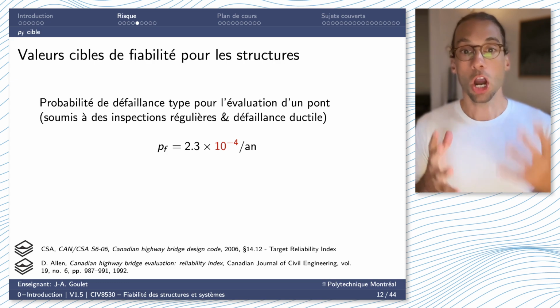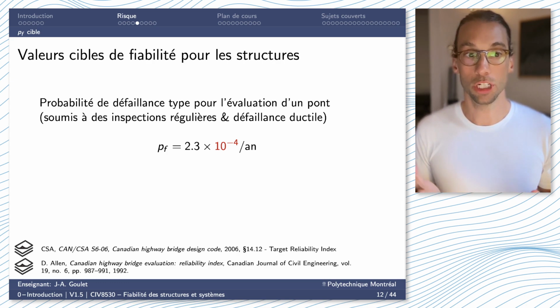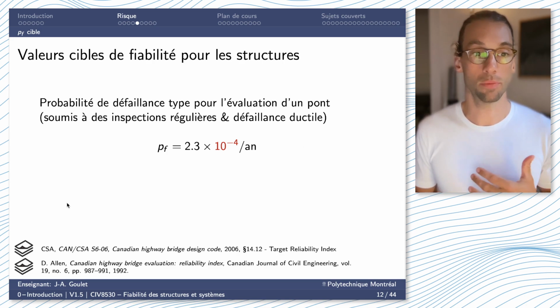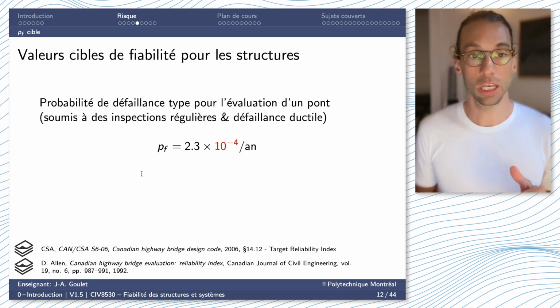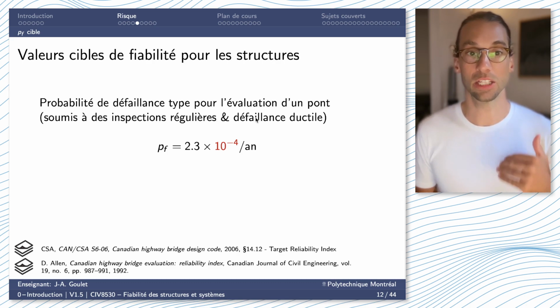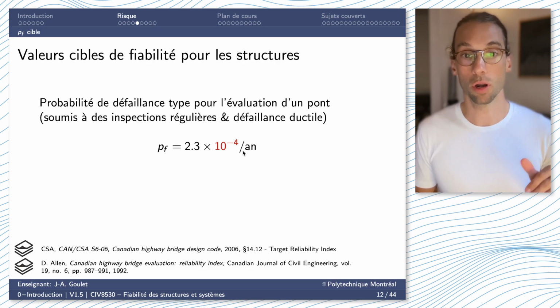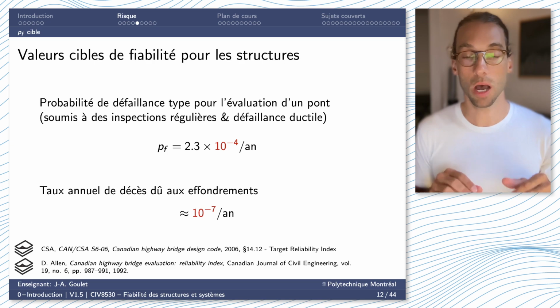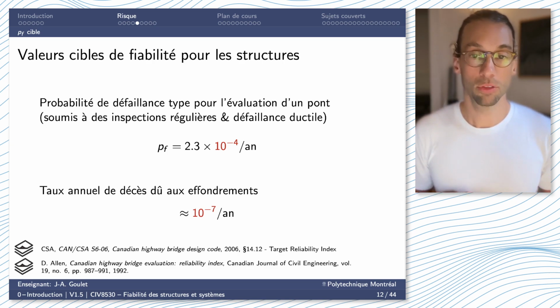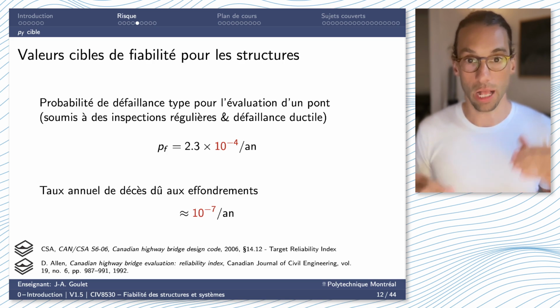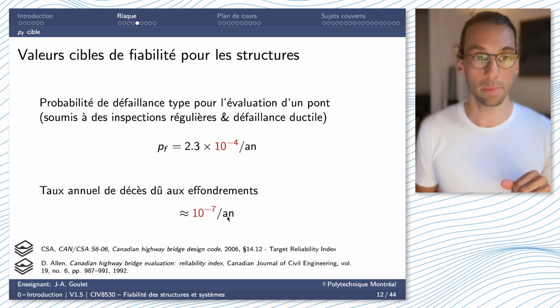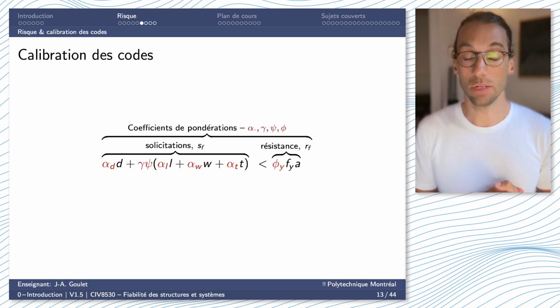So now, what are the target reliability values for structural engineering? Typically, if we look at the values that are prescribed in codes such as the CSA code for bridges, the typical probability of failure for a bridge that would be subject to regular inspection and that has a ductile failure mode is going to be 2.3 times 10 to the minus 4 per year. And that corresponds globally at a societal level to an annual death rate linked with a collapse of roughly 10 to the minus 7 per year. So that's interesting, but how did we come up with this?